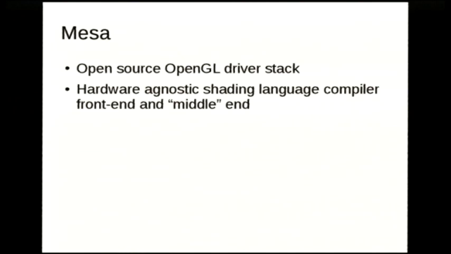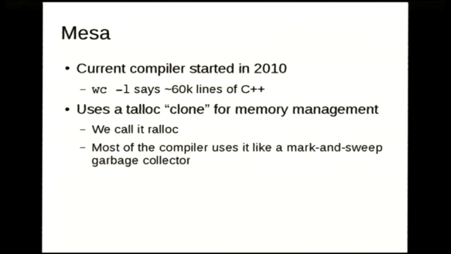As a fairly large and important part of that, there's a hardware agnostic shading language compiler front end, and for lack of a better term, a middle end that includes a bunch of hardware independent optimizations and code transformations, and a bunch of other things like that that happen before you end up generating hardware instructions that actually run on the GPU. So word count -l as of yesterday says that the hardware agnostic code is about 60,000 lines of C++, including comments and license headers and all that sort of filler bits.